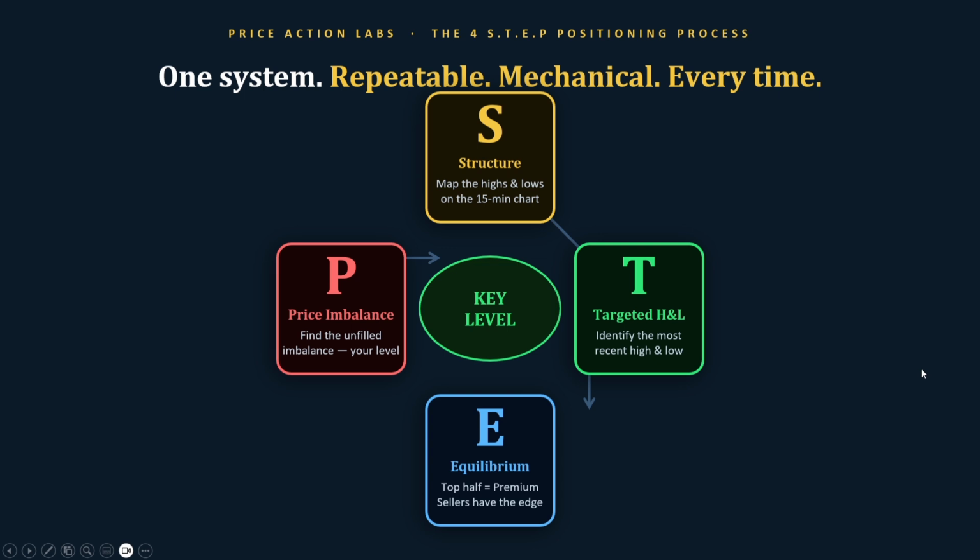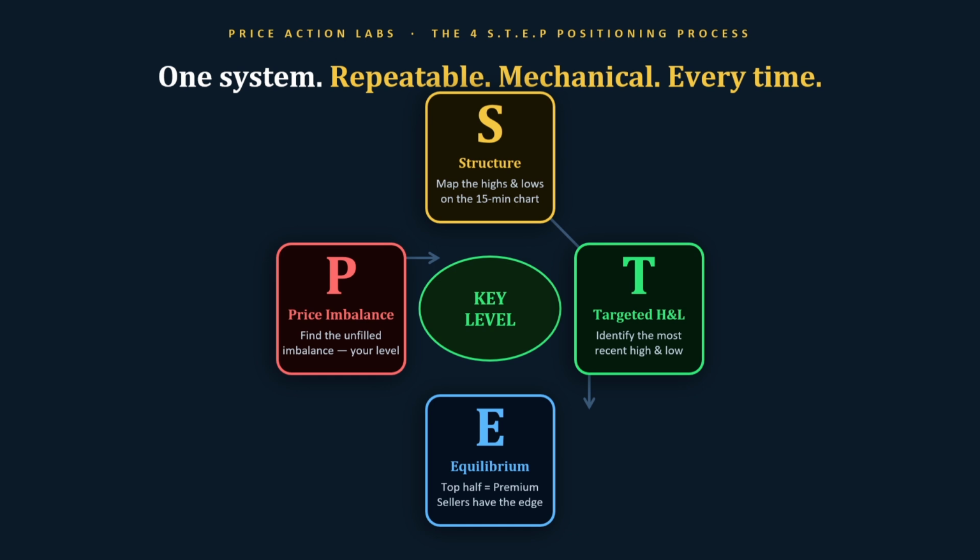So it's one system that's repeatable, mechanical, and scalable. And so I want you to remember this, right? It's the 4-step positioning process. And when you follow the 4-step positioning process, you get what we call a key level. And so there's lots of different terminologies and lots of different words for a key level. I just call it a key level because, as the name suggests, it's a level that you want to pay attention to. It's a key area in the market. Some people call this support, resistance, supply and demand. Essentially, it's a resistance area.